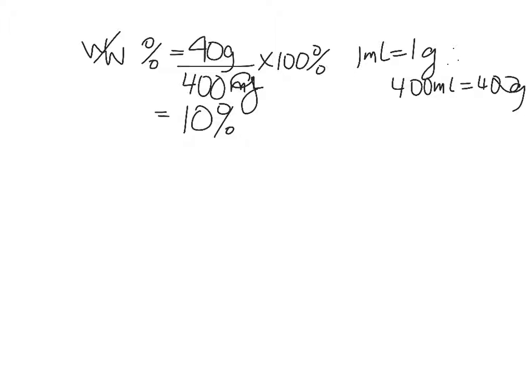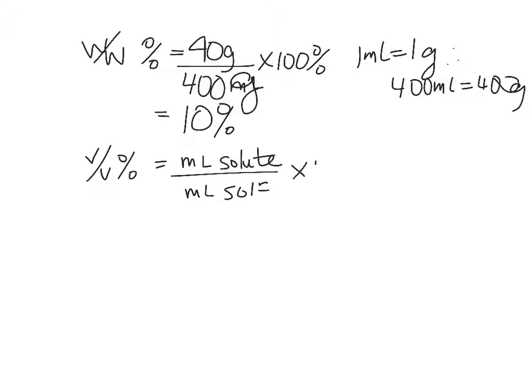Okay, so this is example number 1. Example number 2. How much acetic acid is dissolved in water if 2.5 liters of a 5% vinegar solution? So this is a volume per volume percent. So this is milliliters of solute over milliliters of solution times 100%. Plug in what you do know. You've got 5% solution.